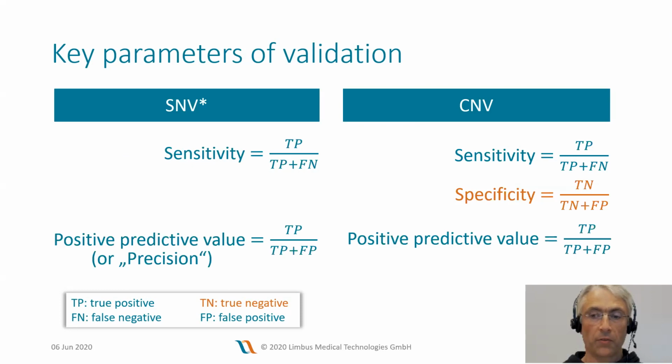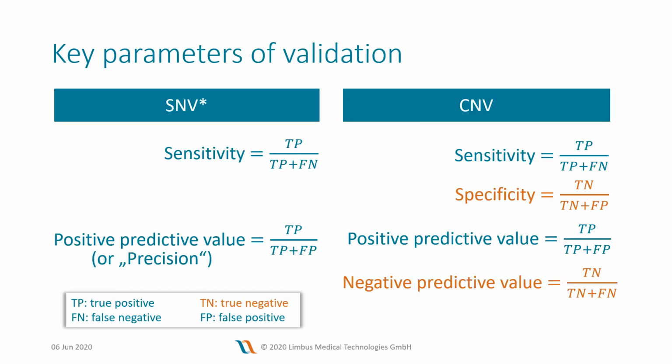The positive predictive value, also called precision, indicates the probability of a variant actually being true. The negative predictive value, on the other hand, tells you how sure you can be that a negative result is truly negative.